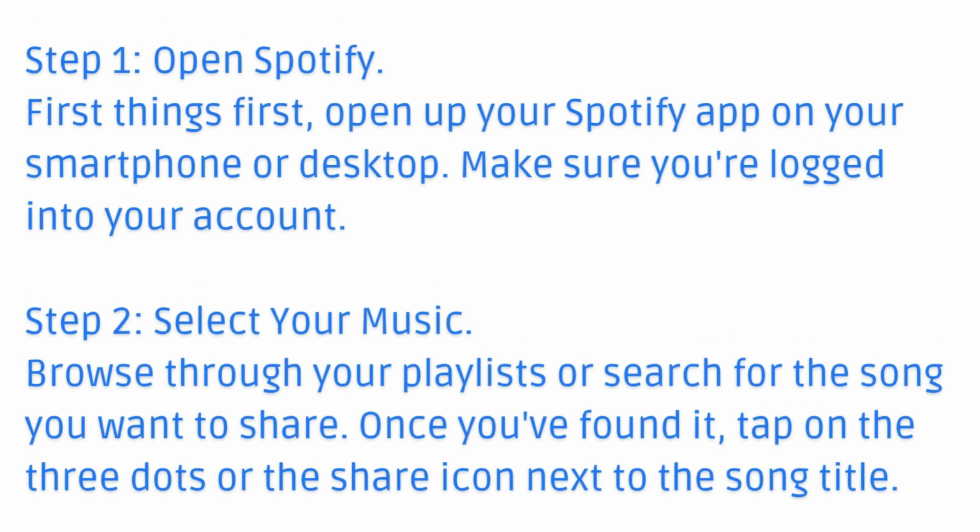Step 1. Open Spotify. First things first, open up your Spotify app on your smartphone or desktop. Make sure you're logged into your account. Step 2. Select your music. Browse through your playlists or search for the song you want to share. Once you've found it, tap on the three dots or the share icon next to the song title.